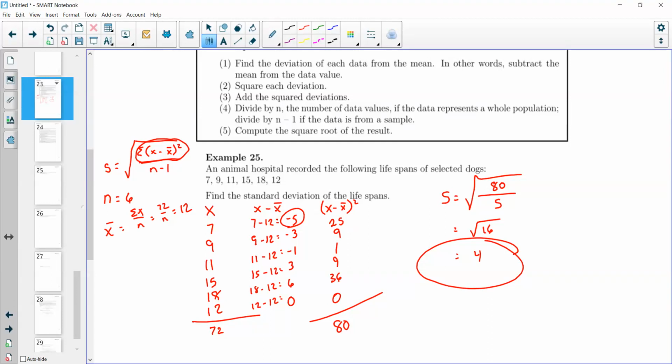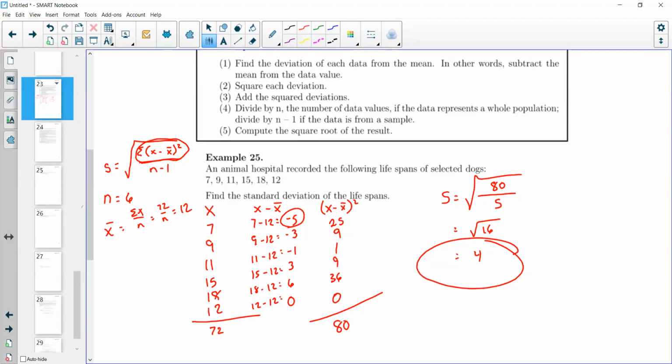And like I said, it's easy to keep track of it if you do this table. You don't have to, but I do highly recommend it. Any questions on how to do that? Now, there is a homework question with standard deviation, so you can pretty much be guaranteed there will be a test question with standard deviation. Okay?